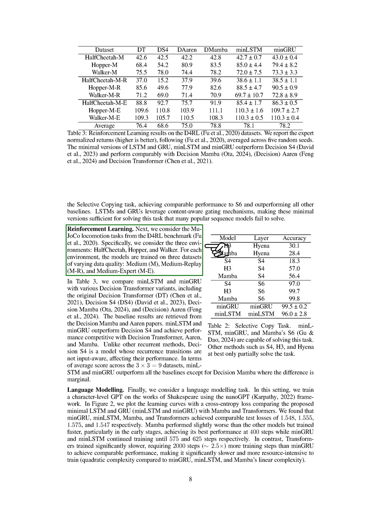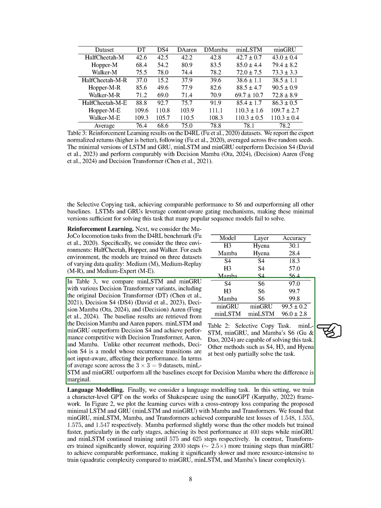Next, we look at the MuJoCo locomotion tasks from the D4RL benchmark, specifically in the environments of Half Cheetah, Hopper, and Walker. We train our models on 3 datasets of different quality: medium, medium replay, and medium expert. We compare MN LSTM and MN GRU with various decision transformer variants, including the original decision transformer, Decision S4, Decision Mamba, and Decision RN, using baseline results from the respective papers.